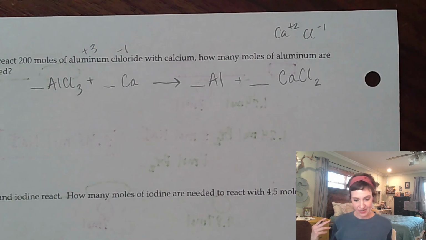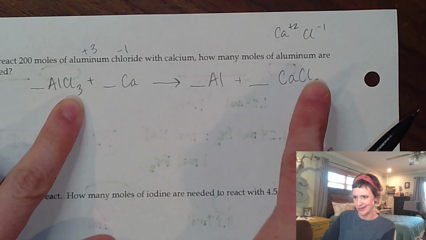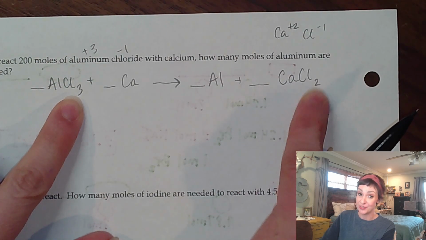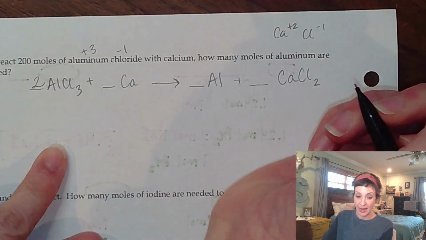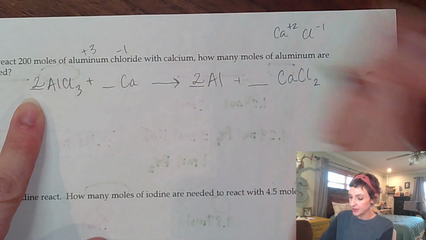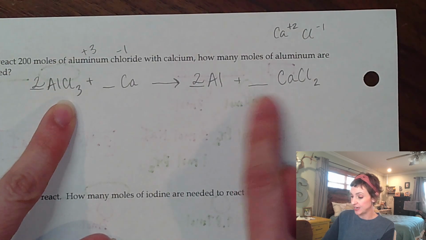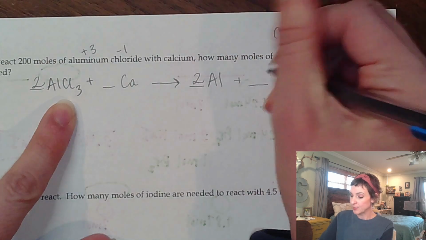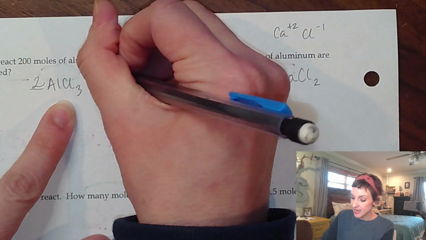Okay, so in order to balance this, let's see. I've got a situation here with chlorines. I got a 3 on this side and a 2 on this side, which, if I have a 3 and a 2, I'm going to double the side that has 3, okay? Which then gets me started on balancing my aluminums. Let's go ahead and finish balancing those chlorines. I have 6 chlorines over here. I need 6 over here, which means I put a 3 in front of the calcium chloride. And then finally to balance calcium, I got a 3.